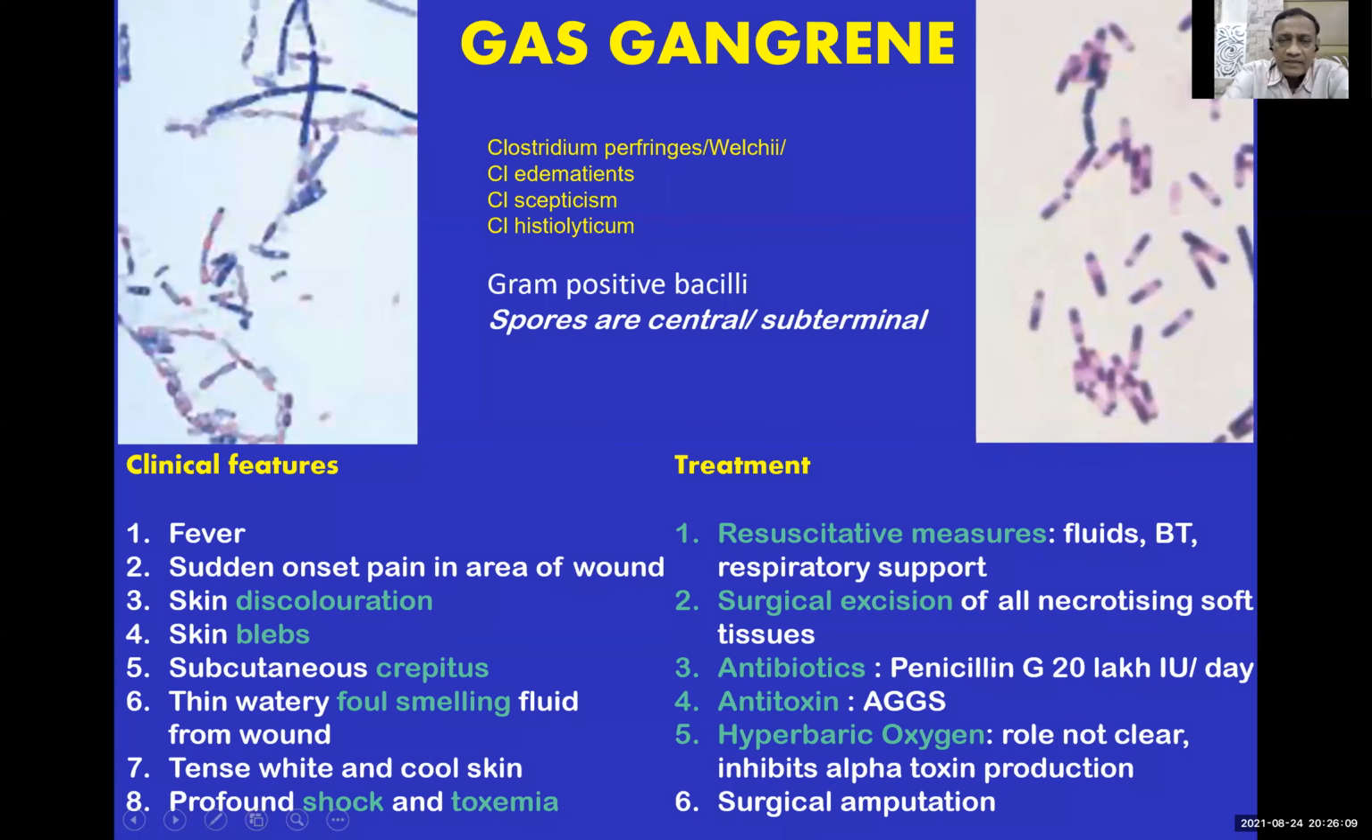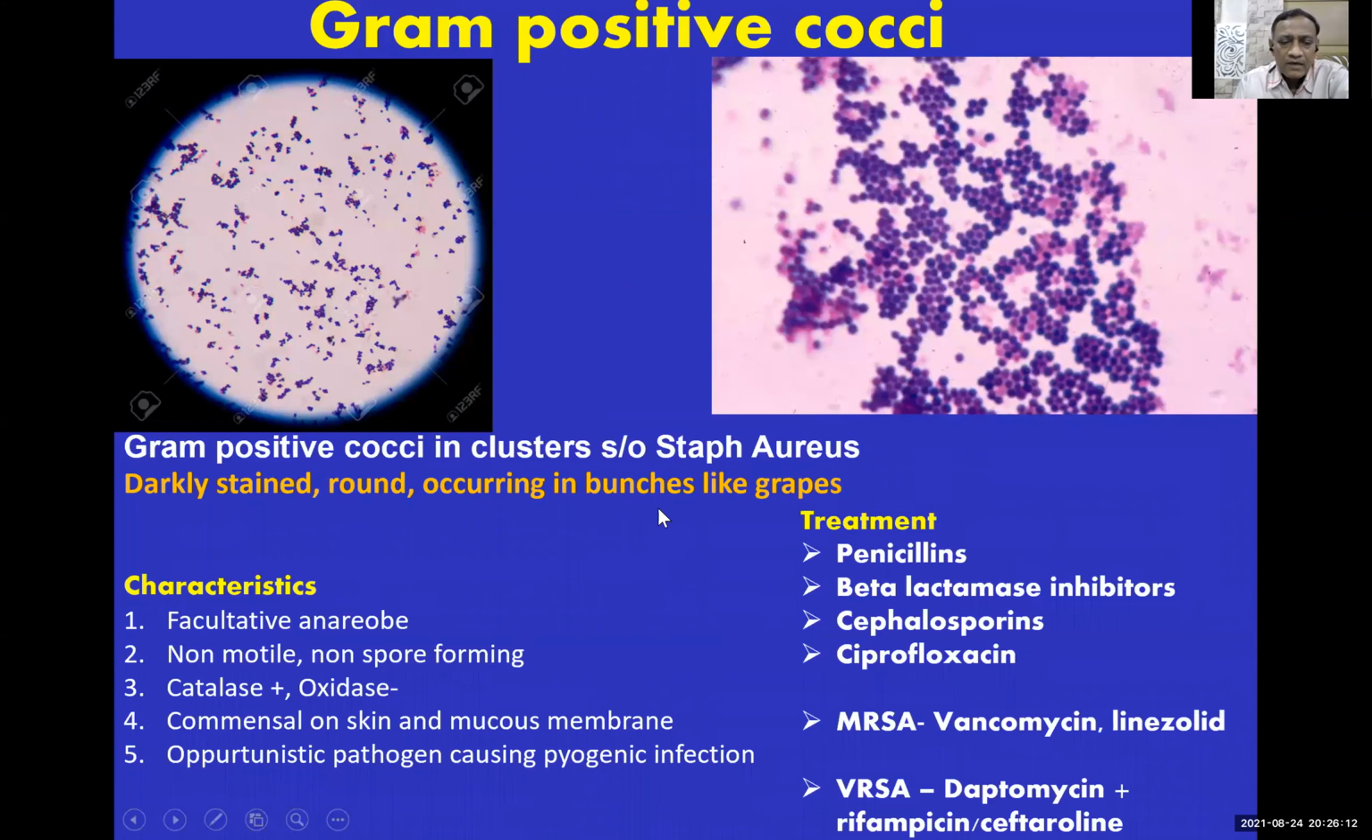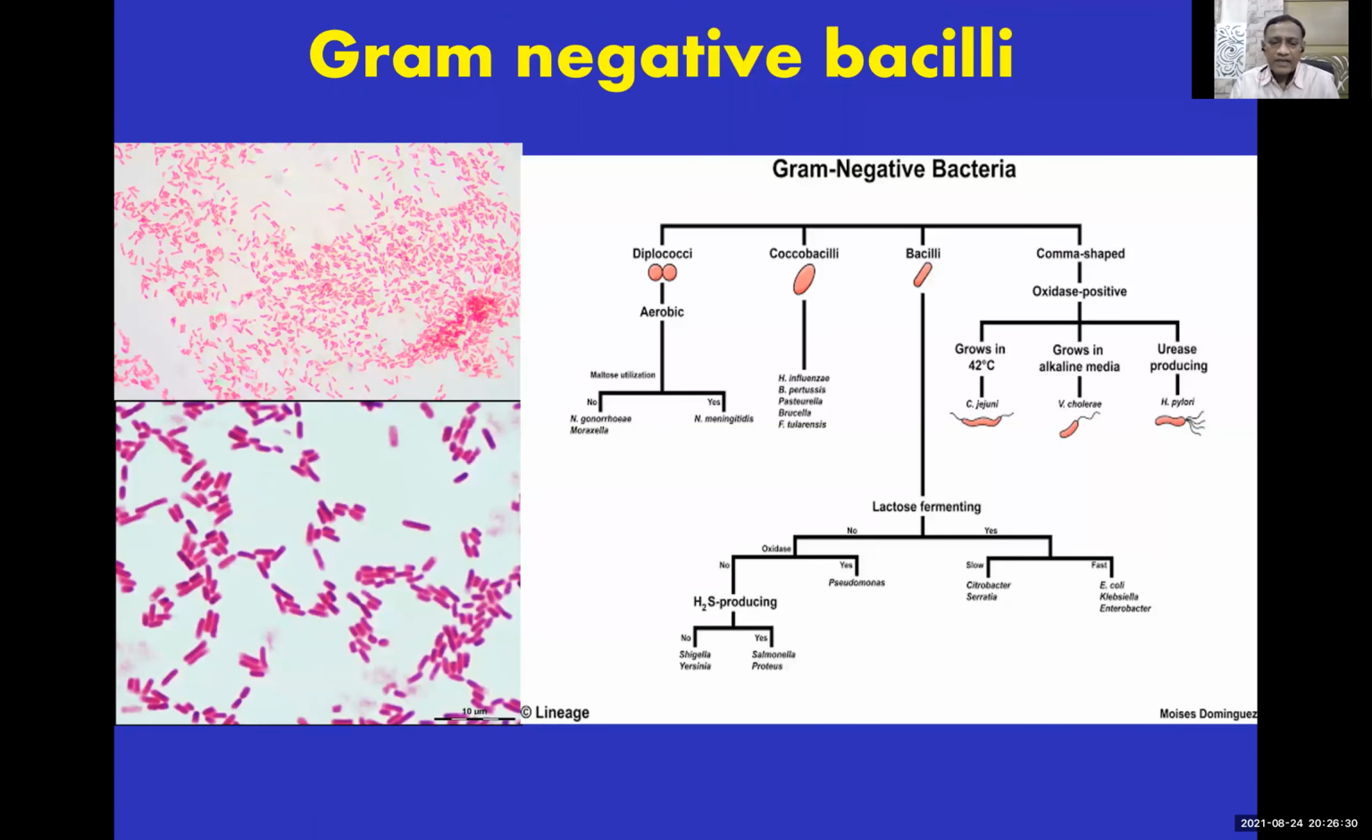Then gram stain, that is gram-positive cocci. Gram-positive cocci are seen in clusters. Commonest is Staphylococcus aureus. They are darkly stained, round, occurring in bundles like grapes. Then the question may be asked about the treatment or any clinical features. This is the gram-negative bacilli, and the characteristics depend upon which type of bacilli is seen.